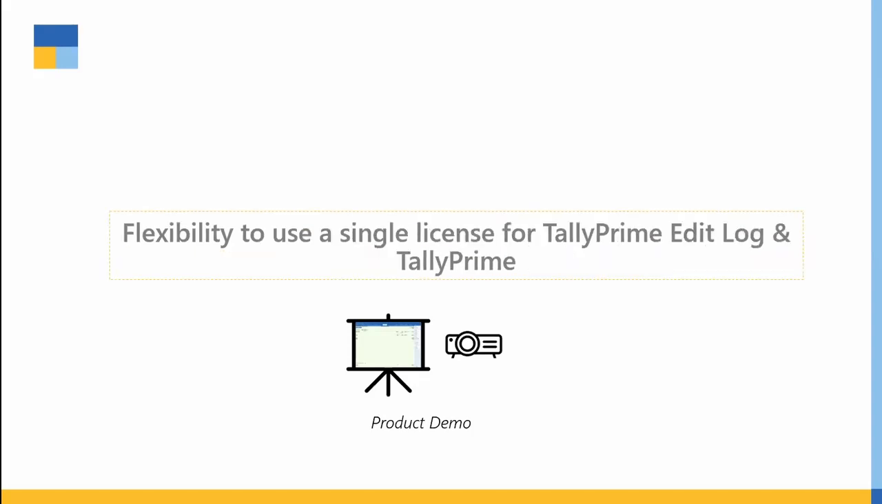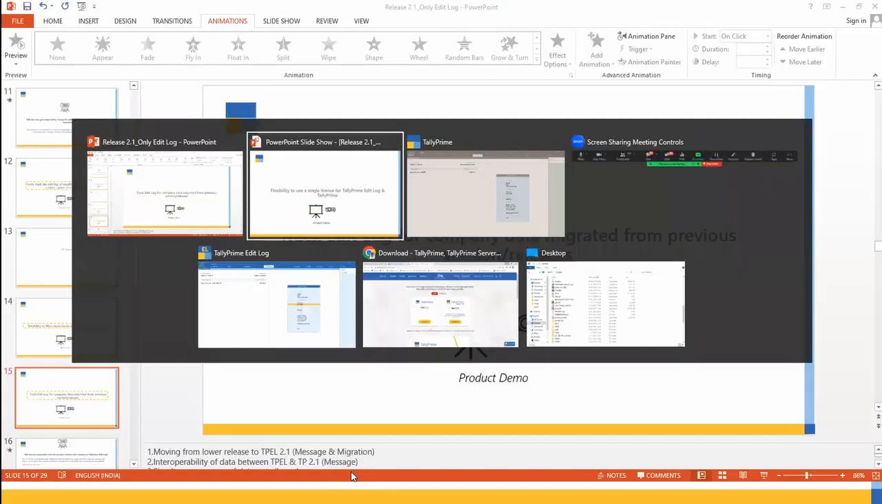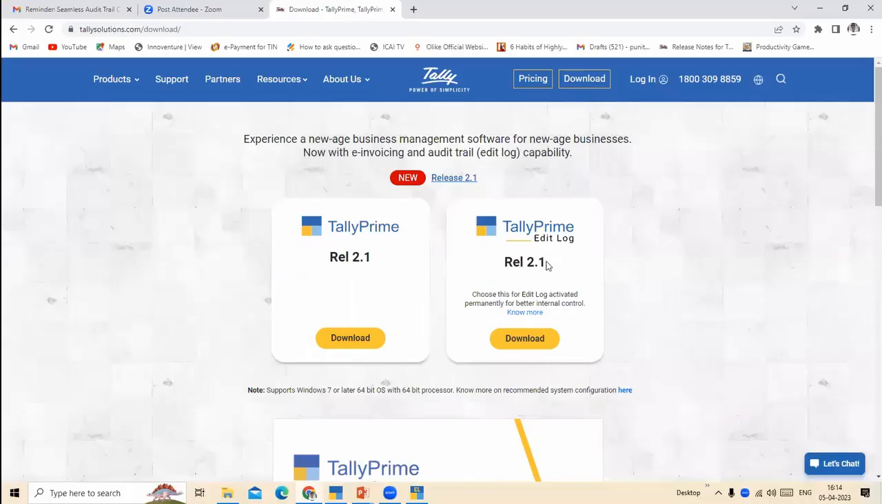This we have already seen. Flexibility to use a single license. Friends, I have already discussed that in case you already have a TallyPrime license, you just have to go to the Tally Solutions website. Let me go once again out there. Download TallyPrime edit log. That's it. No other thing is required. Once you have already activated TallyPrime 2.1, this will not require any further activation. You can just start using your TallyPrime edit log.